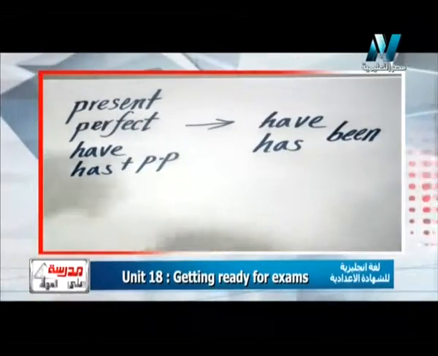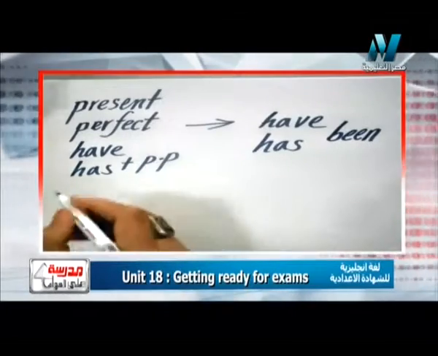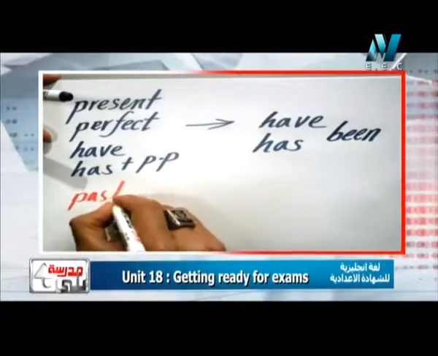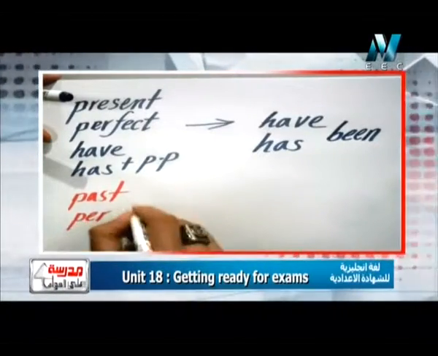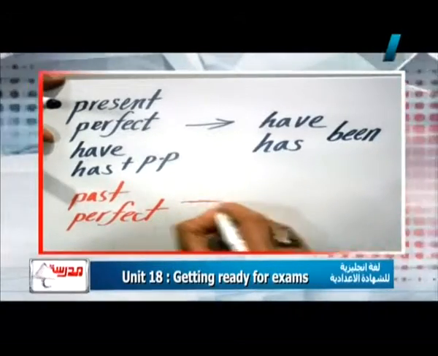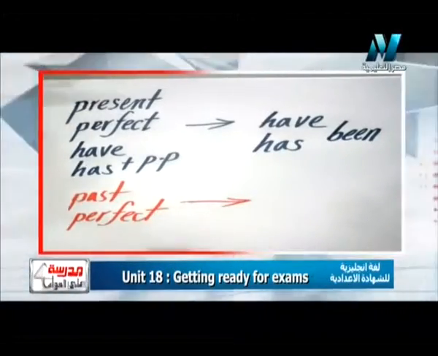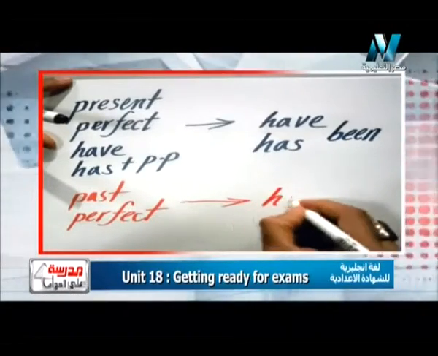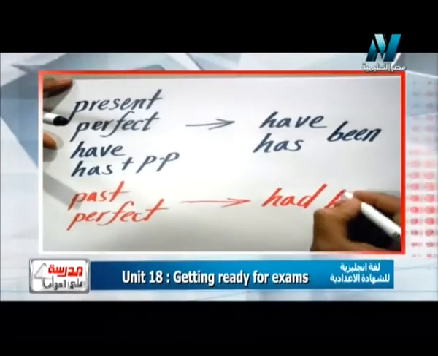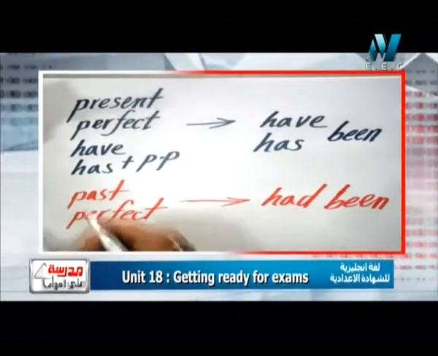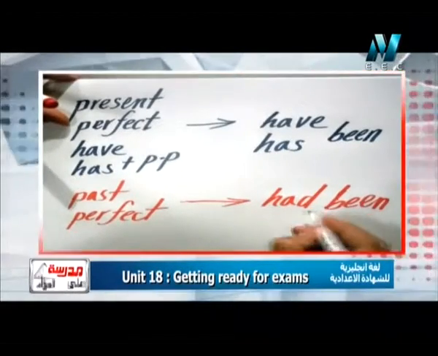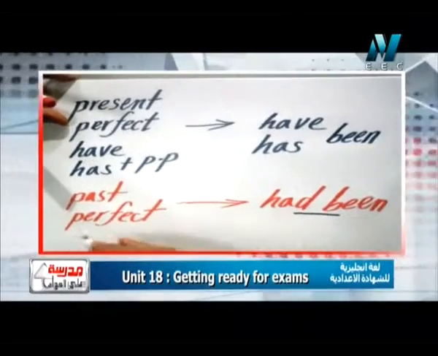If I have a verb in the past perfect, who can tell me the form of the past perfect? Yes, I can hear you. Past perfect. Yes, bravo. Had plus past participle. So verb to be will be had been. So the past perfect in the passive form can be had been and then the past participle.